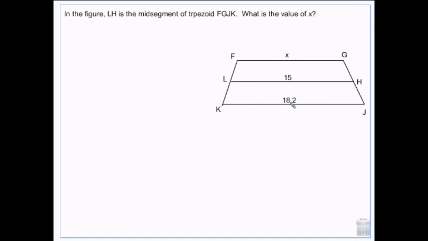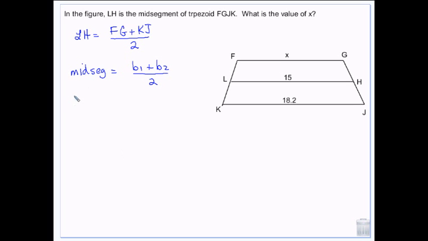Let's find x. We have the mid-segment. We have one base. We need the other base. So our formula tells me that LH is going to be equal to FG plus KJ divided by 2. If you don't like using the letters, you could say mid-segment is equal to base 1 plus base 2 divided by 2.